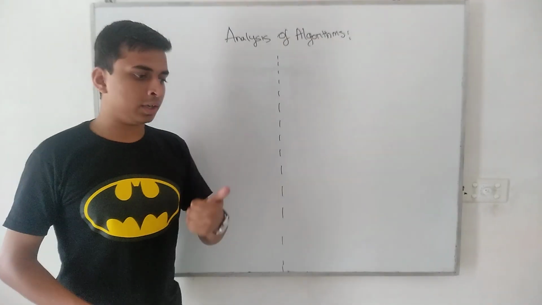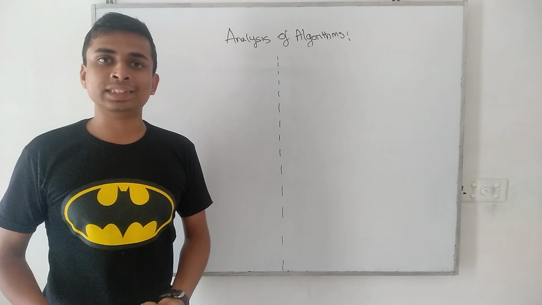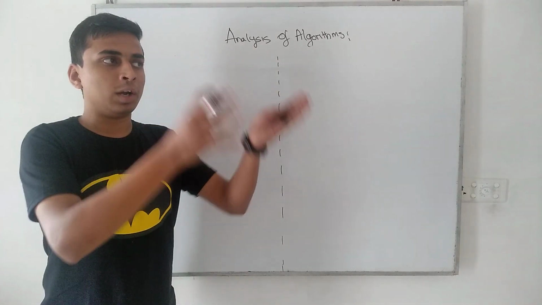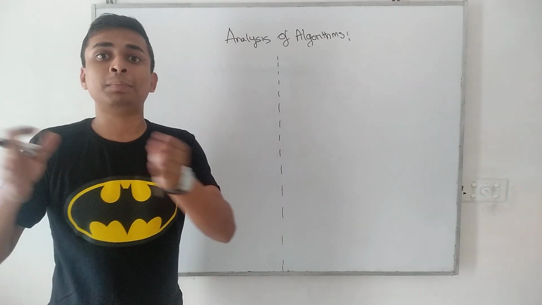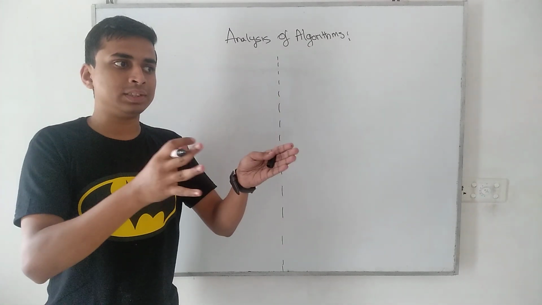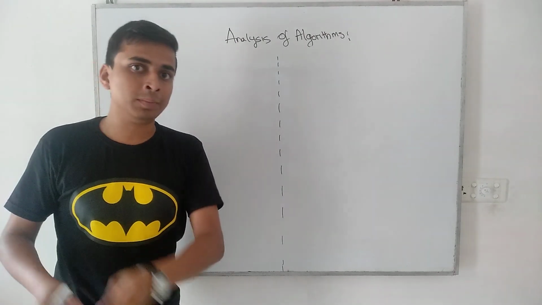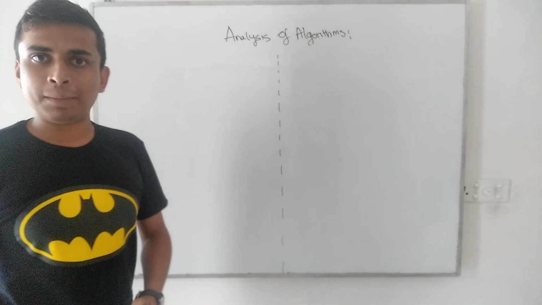You must have heard about the worst case time complexity and best case time complexity. For a particular problem, it could be solved in multiple ways. So you must always seek out that particular way of solving a problem that takes the minimum time complexity.